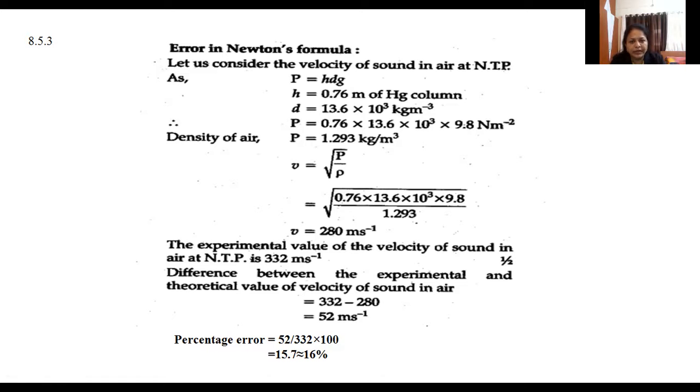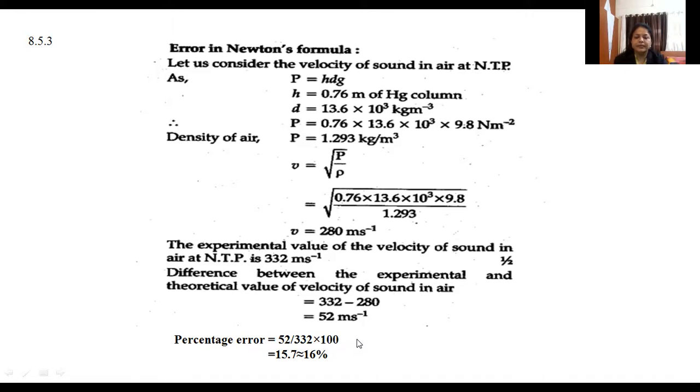The value that many people had already obtained by experiment was 332 meters per second. And we can see here the difference between the determined value and the already existing value, that is 332. We see a large difference, approximately 52 meters per second, and in percentage form it is up to 16%.